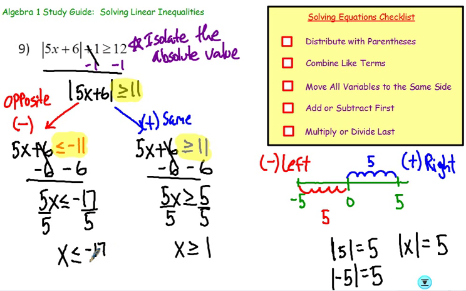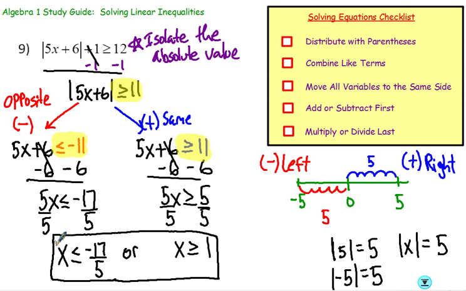So that would actually be a negative 17 over 5. So you'd have x less than or equal to negative 17 over 5, or x greater than or equal to 1. Right, so these are actually your two answers there. Okay, and then we would leave our answer that way.